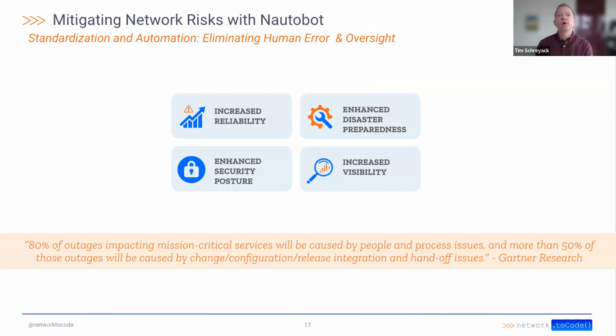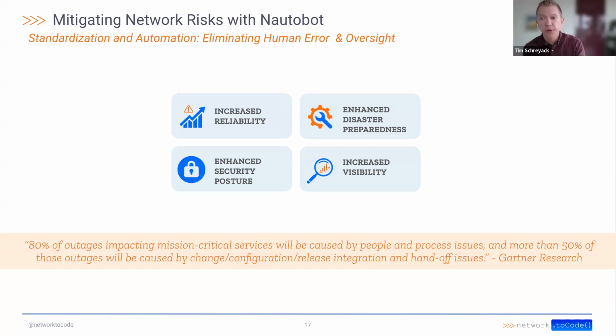We can also use Nautobot to mitigate network risks. It allows us to standardize and automate, therefore eliminating human error and providing better oversight. We have increased reliability, reliable and predictable networks, because we have defined our standards and we're able to enforce those standards. We can avoid outages caused by misconfigurations. Compliance is maintained through regularly checking and ensuring the devices are configured as expected. We enhance our security posture. We can eliminate human error and prevent new vulnerabilities with programmatic task execution.